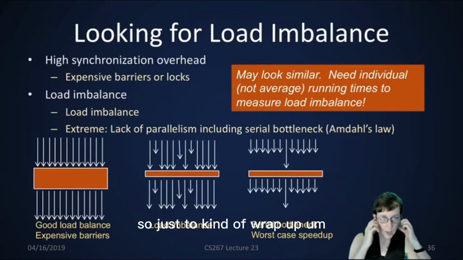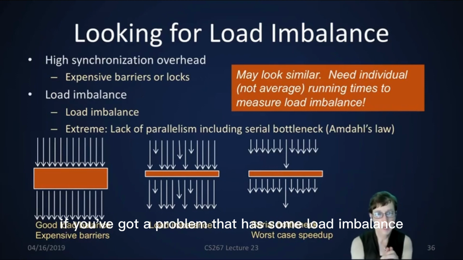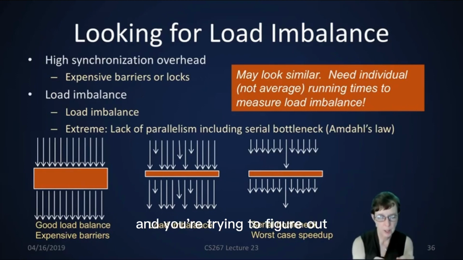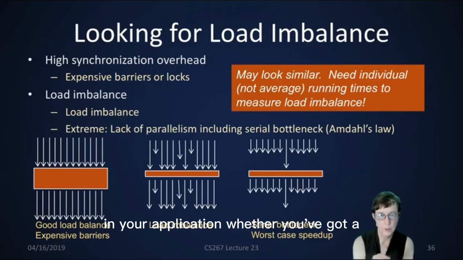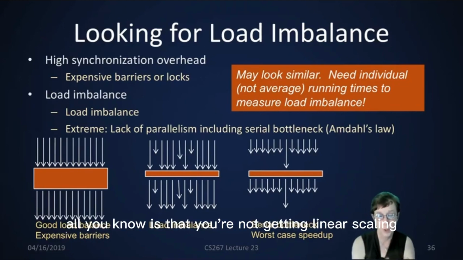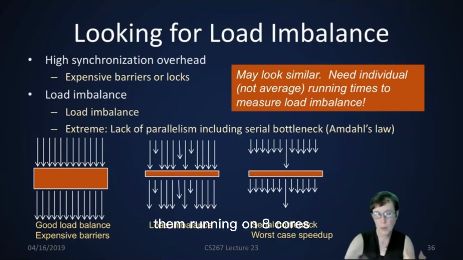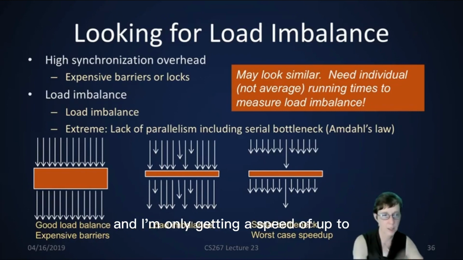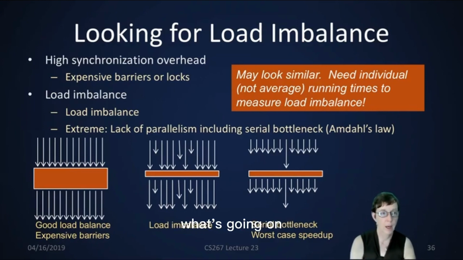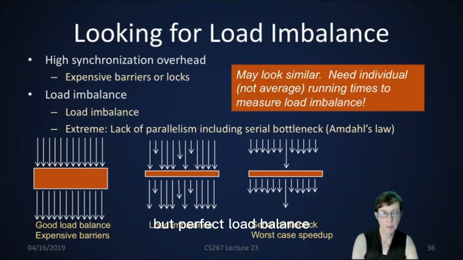So just to wrap up, if you've got a problem that has some load imbalance and you're trying to figure out in your application whether you've got a load balance problem or some other kind of performance bottleneck, all you know is that you're not getting linear scaling or anywhere close to it. I'm running on 8 cores and I'm only getting a speedup of 2. What's going on? Well, it could be that you've got very expensive synchronization, but perfect load balance. That would be the picture here.